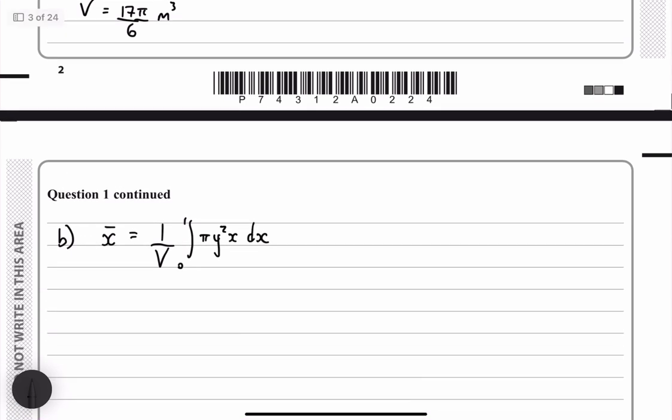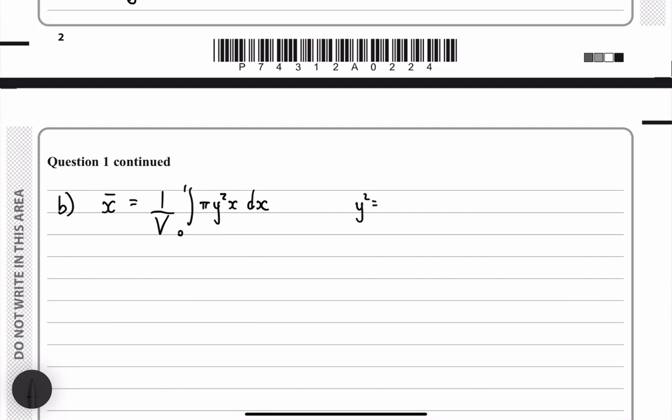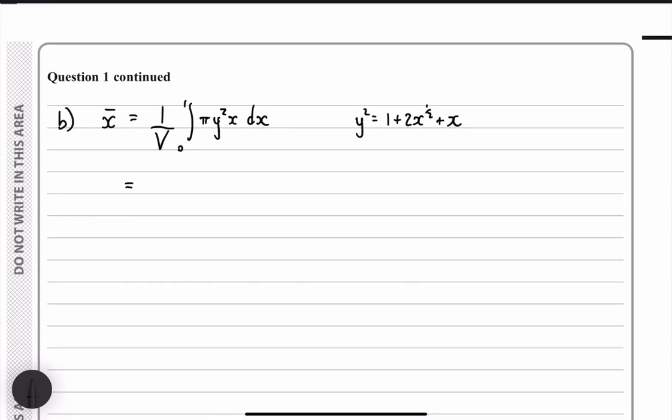Well, we've still got y squared is equal to 1 plus 2x to the half plus x. And the volume is what we just found, 17 pi over 6. So we've got 6 over 17 pi, and the pi inside the integral can come out as well, and they cancel. The integral from 0 to 1 of x plus 2x to the 3 over 2 plus x squared, when I multiply the y squared expression times the extra x in here.